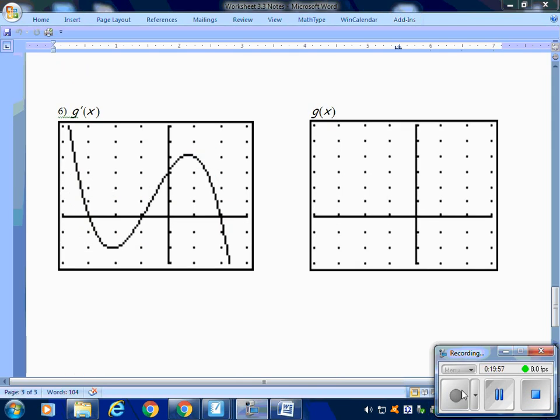So with this problem, I think we've got a lot more going on. Isn't this already a cubic? Yeah. So this is going to be a quartic.